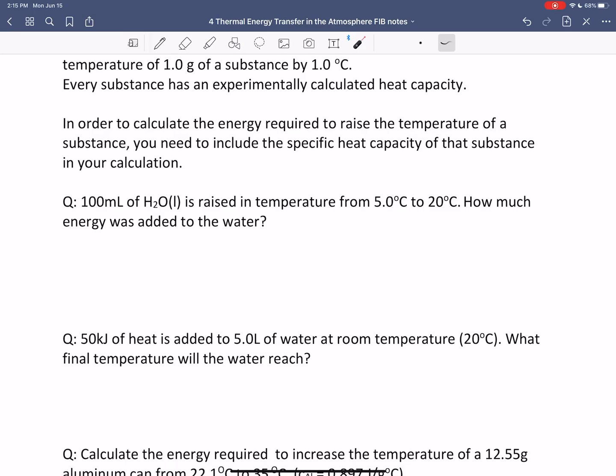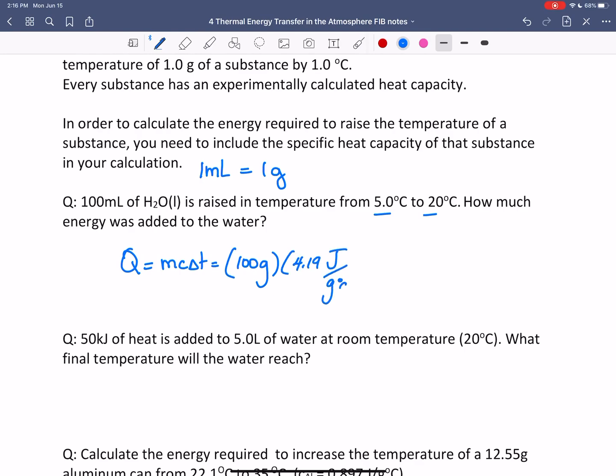And for a question like this, just remember one other thing that I'm not sure if you are aware of: 1 milliliter of water is equal to 1 gram. So if I have 100 mils, it's the same thing as me saying I have 100 grams of water. And I'm raising the temperature from 5 to 20, so how much energy is added? So Q is equal to MC delta T. So I have 100 grams, 4.19 joules per gram degree Celsius, and I want to increase the temperature by 15 degrees Celsius.